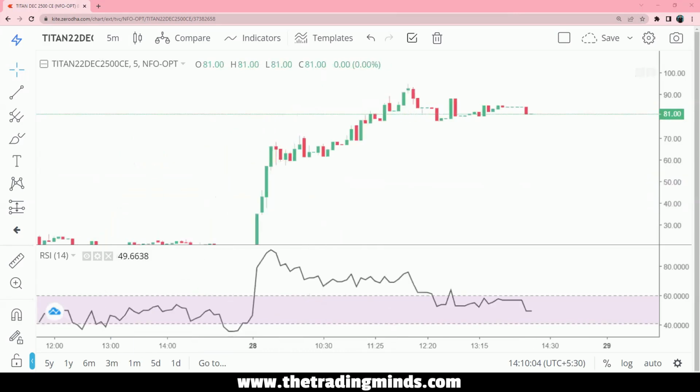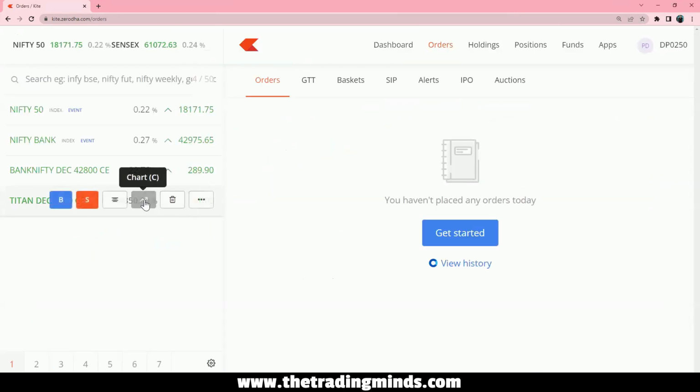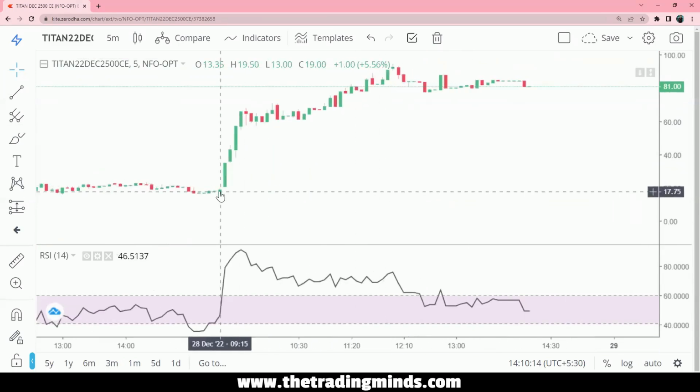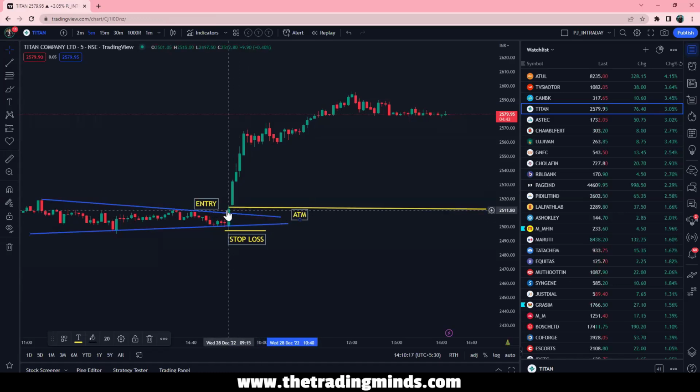Very simple. You can go to your Zerodha terminal, click on chart here. Just click on chart. The chart will open up for you. So if I go to the chart here, when did our trade come? Our trade came at 9:20 a.m. The 9:15 candle closed, means 9:20 a.m. is our trade. So you go back here and check.